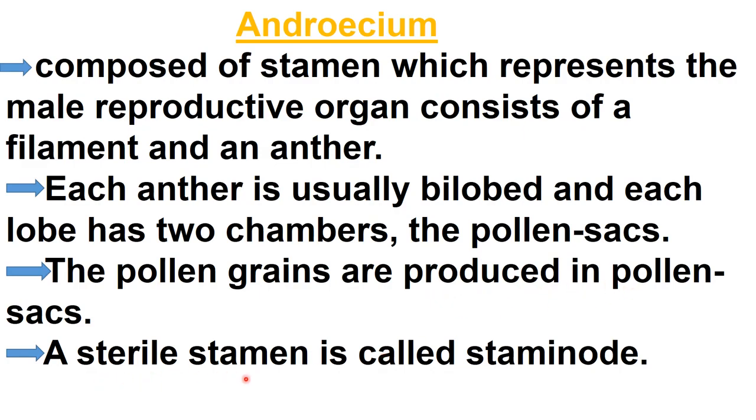Now, a sterile stamen is one in which pollen grains are not produced. A stamen which is not able to produce pollen grains, and so is not able to germinate on the stigma, is called a sterile stamen, and it is called a staminode.